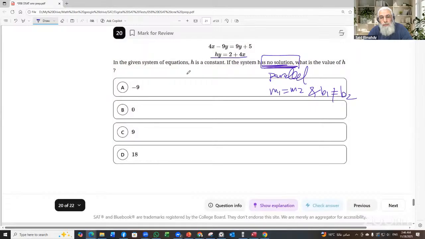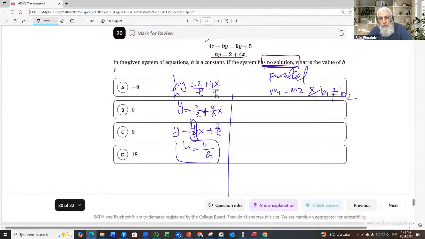This is hy equals 2 plus 4x. We can divide by h here and here and here. So y is equal to 2 over h plus 4 over h x. 4 over h, this is the slope: 4 over h x plus 2 over h. This is the slope, so we need the other slope to be the same number, h.